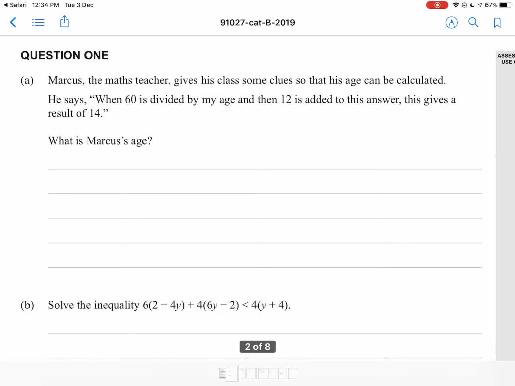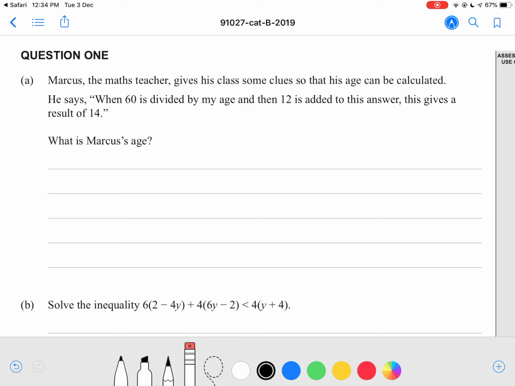So question 1. Marcus, the math teacher, gives his class some clues so that his age can be calculated. He says when 60 is divided by my age, and then 12 is added to my answer, this gives the result of 40. So for this question, let's say that his age is the number x. When 60 is divided by this unknown number, x, so 60 divided by x, and then 12 is added to this answer, so plus 12, that gives us an answer of 14.